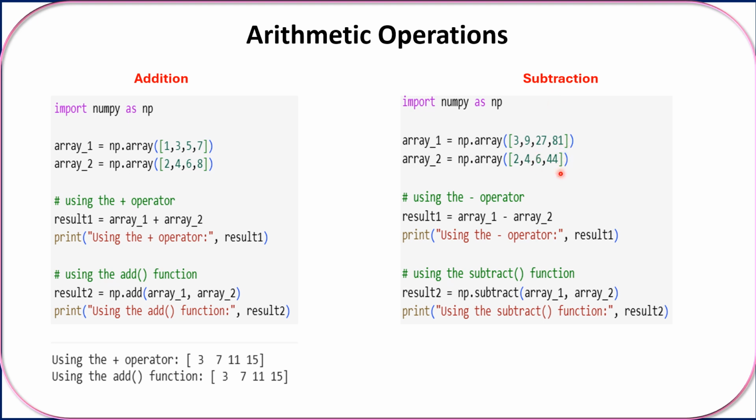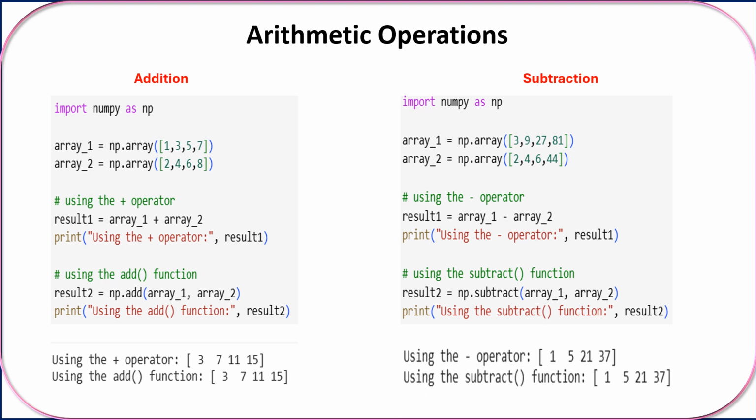We have two different arrays we have created as array 1 and array 2, and we are trying to perform the subtraction by using the minus operator or by using the function subtract. So we'll be subtracting each and every element of array 1 and array 2. Let us check what will be the output. It should be 1 and 5. Yeah, 1, 5, 21 and 37.